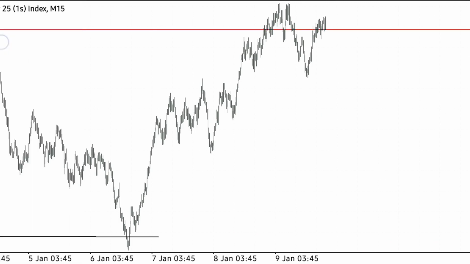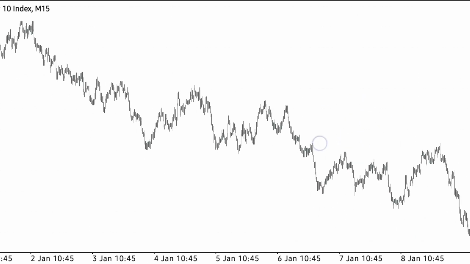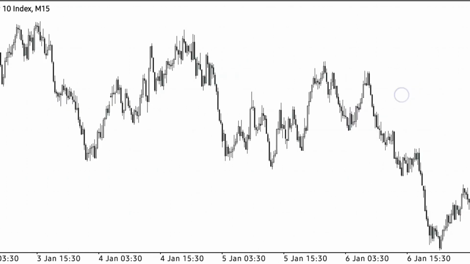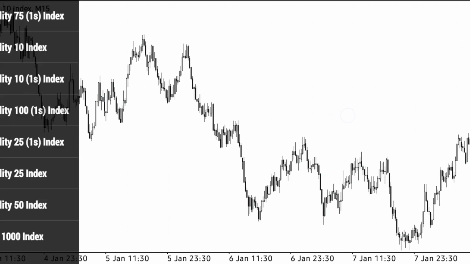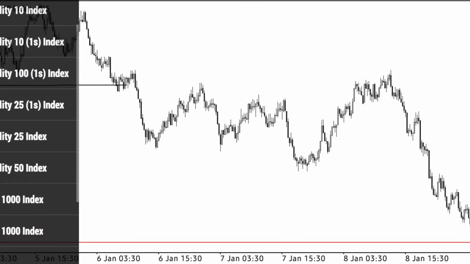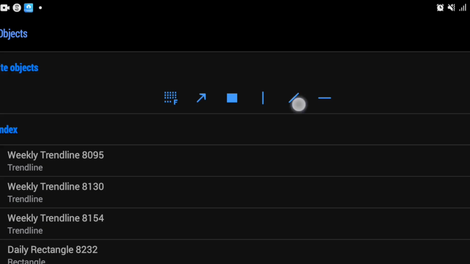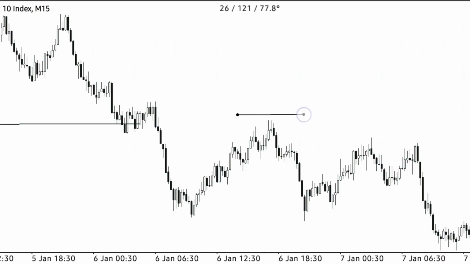I saw something beautiful on volatility 10 index, and then I think I analyzed it in my Telegram group. So we had a break of structure here. We had this break of structure to the downside. I analyzed this. We have this break of structure to the downside. We have this break of structure again to the downside. We have this break of structure to the downside also.